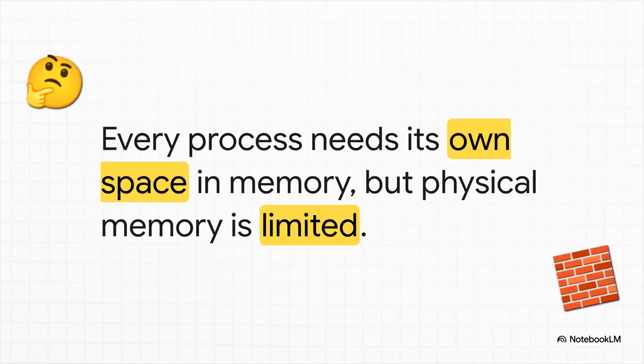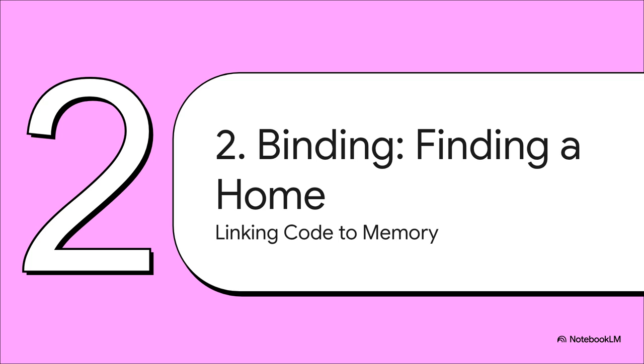And right here, this is the fundamental conflict. Every single one of those processes, your web browser, your music player, all of it, needs its own protected slice of memory to work properly. It needs a safe space to store its data and run its code. But the physical RAM chips inside your computer have a hard, unchangeable limit. This clash is the entire reason memory management even needs to exist. So how does the OS even begin to solve this puzzle?